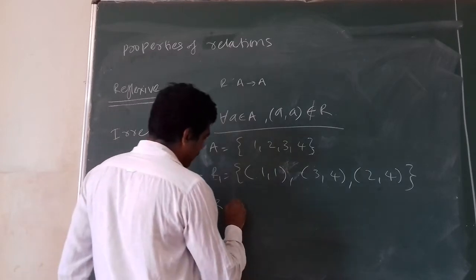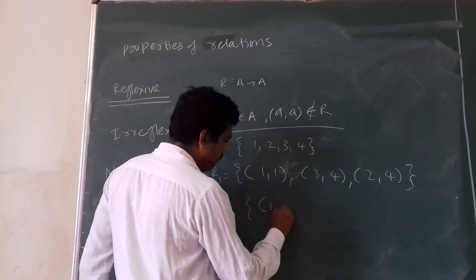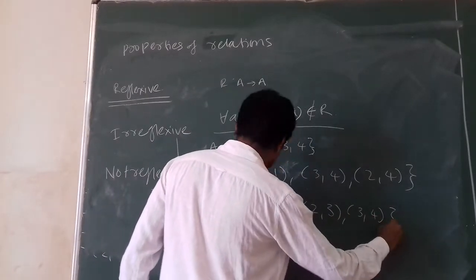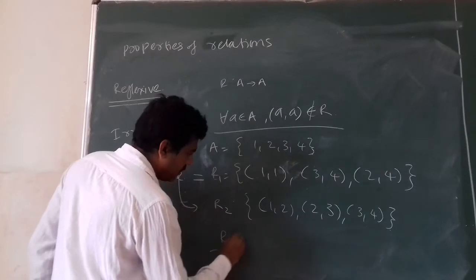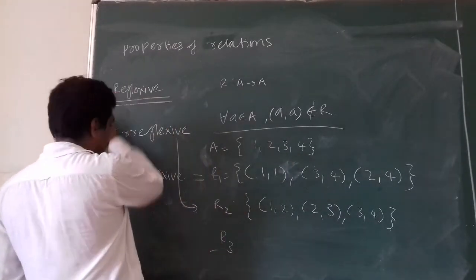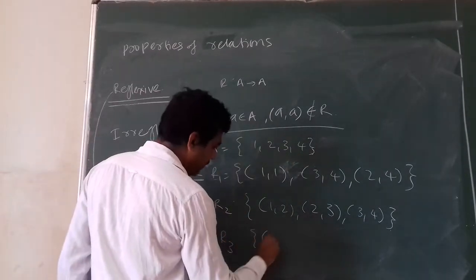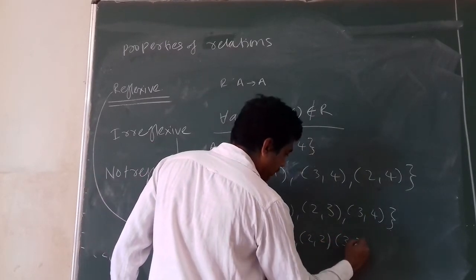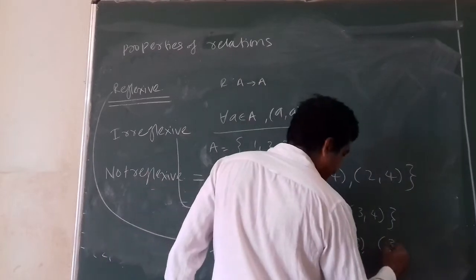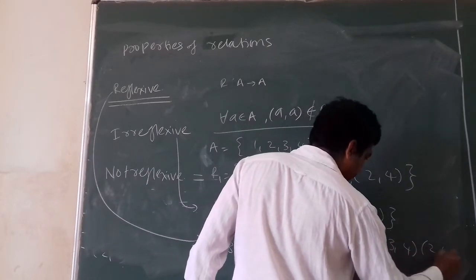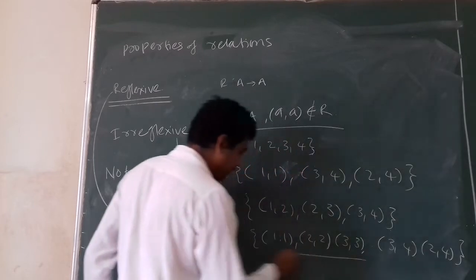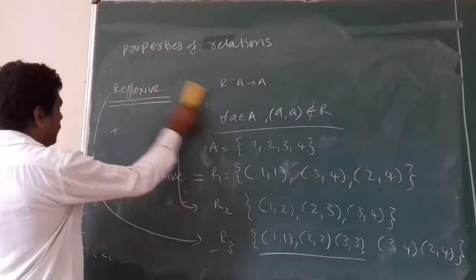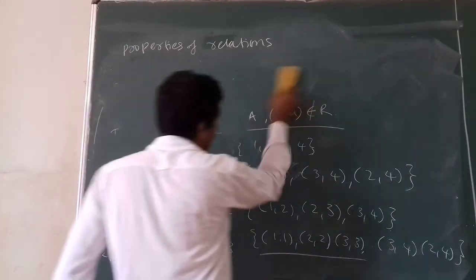Now for irreflexive, the relation will be (1,2), (4,3), and (3,4). This is the example for irreflexive. And for reflexive, the example should contain (1,1), (2,2), (3,3), and the rest of the other elements expected in reflexivity. Okay. So this is the first property, reflexive.